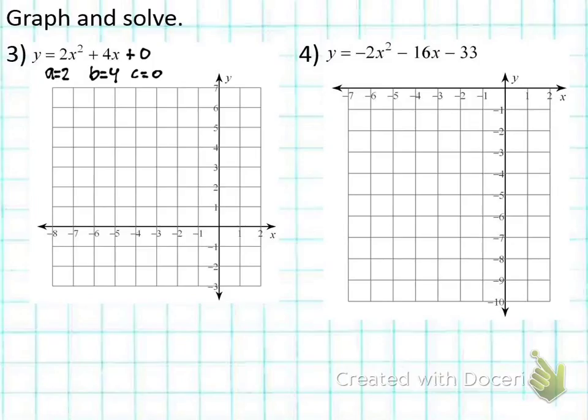Next thing we're going to do is figure out -b over 2a. I'm going to do this on the side. So we're going to put -b, so we have a negative sign. Our b is 4. It's not a -4, just regular 4, over 2 times 2. So we have -4 over 4, which is equal to -1. That's going to represent our vertex, so we're going to make an xy table. And we're going to put in -1 as our first point.